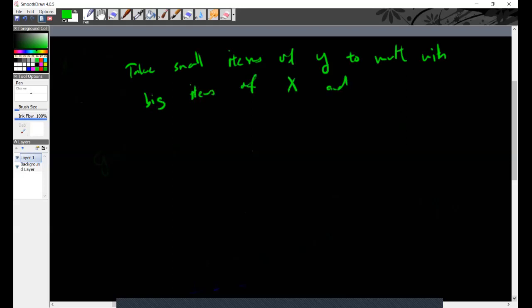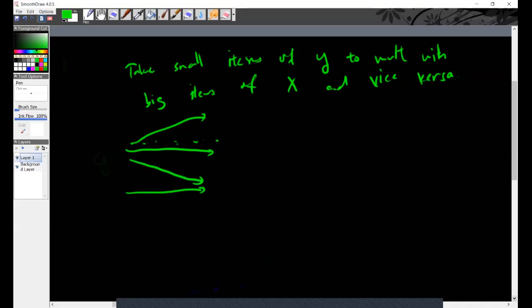The intuition here is that you should take small items of y to multiply with big items of x, and vice versa. In other words, what you want to show is that if x is arranged in increasing order, going up, you should rearrange y so that y is going downwards. Then you should zip it up, multiply like this, and add up the values.